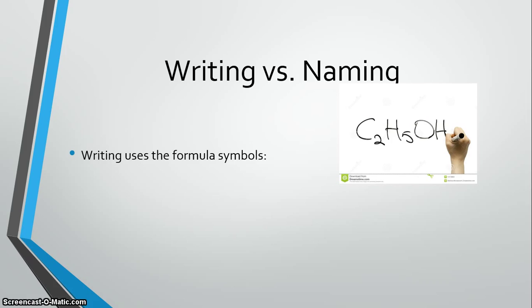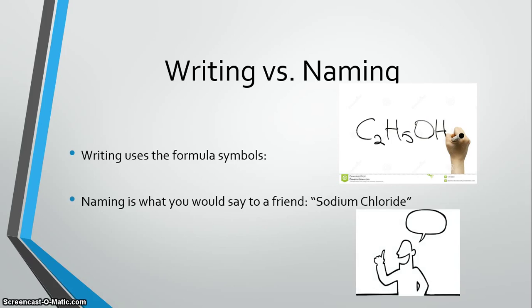Okay, naming, on the other hand, is something you would say to a friend. Okay, so sodium chloride is something that you would say to a friend, right? You would probably say pass the salt instead of sodium chloride, but you certainly wouldn't say, hey, can you pass me some NaCl? That could get really redundant if you're trying to say all these letters and numbers out. So instead, we give these chemical compounds a name that you and I can use.